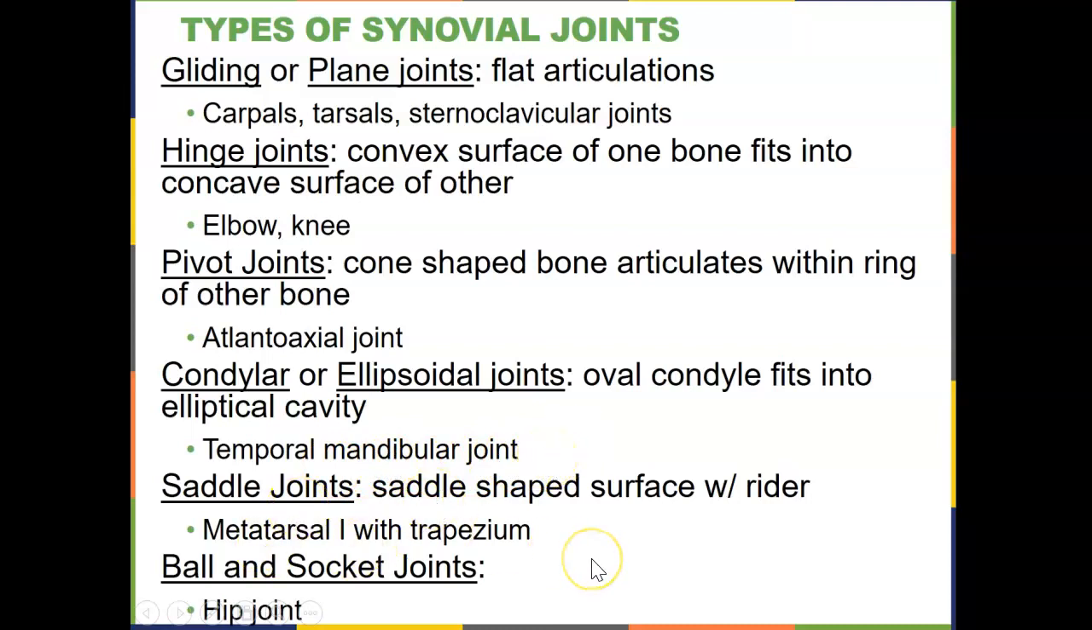We have saddle joints. These are interesting because saddle joints, metatarsal one with the trapezium, but we also have a saddle joint. So it looks like the surface with a rider, a saddle-shaped surface with a rider. You're also going to find this on the top of the vertebral column with the atlas and the axis. And then the hip joint is the greatest example of a ball and socket joint.